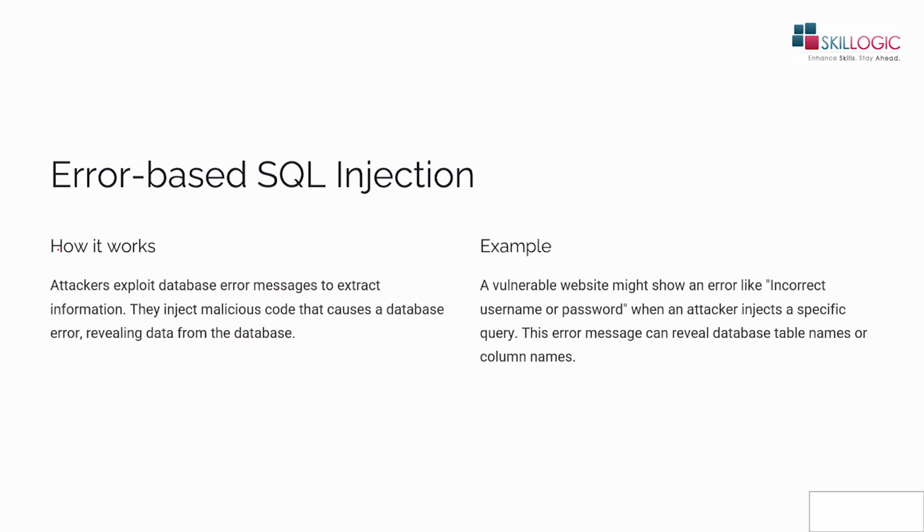So error-based SQL injection, how does it work? The attacker exploits database error messages to extract information. They inject malicious code and cause a database error, revealing data from the databases. For example, a vulnerable website might show an error like incorrect username or password. When an attacker injects a specific query, this error message can reveal database names or column names. Sometimes it will show you an SQL syntax error.